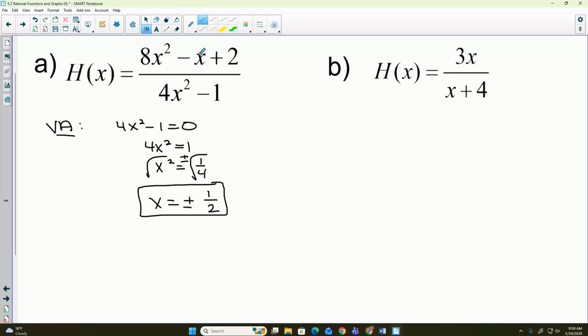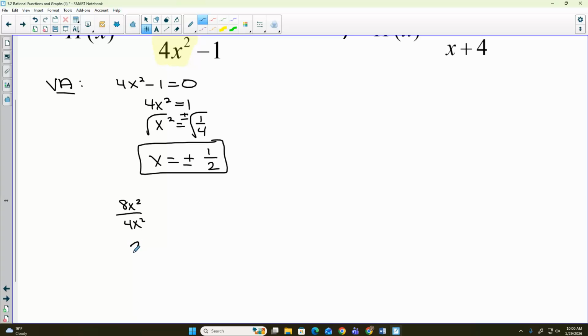Okay, so now, you can't have both a horizontal and an oblique. It'll be one or the other. Here's what I want you to do to decide. All I want you to do is divide the highest power of x on top and bottom. Okay, so I'm only looking at the leading term for the top and the leading term for the bottom. What's 8x squared divided by 4x squared? 2. That's just a number. If it's y equals a number, it's horizontal. So my horizontal asymptote is y equals 2.